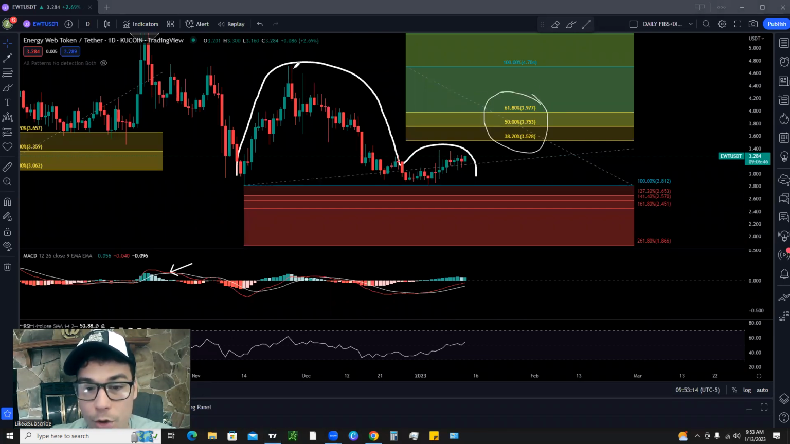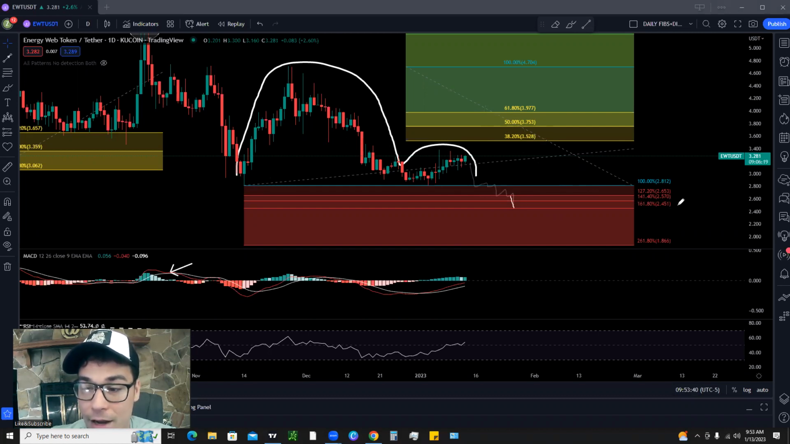So if we do happen to get rejected around here and continue heading lower, 2.81 is going to be your breakout level to the downside. We've held this level once, twice. We've gotten two bounces on it. If we flip this level from an area of support to an area of resistance and we break below it, we have price targets of 2.65, 2.57, and 2.45. Those are going to be your three main support levels down here in case we do end up breaking down.